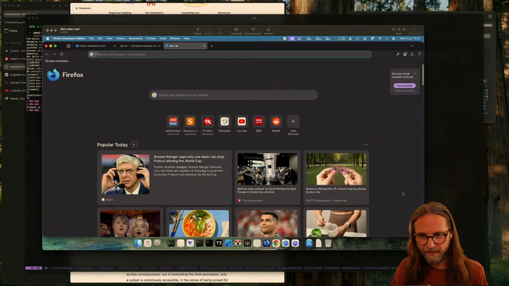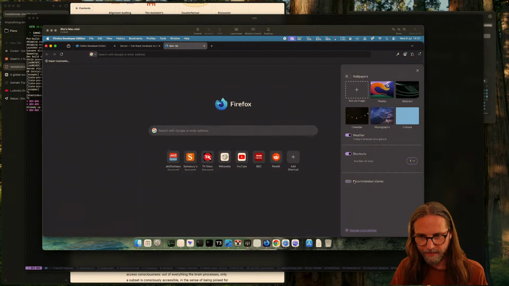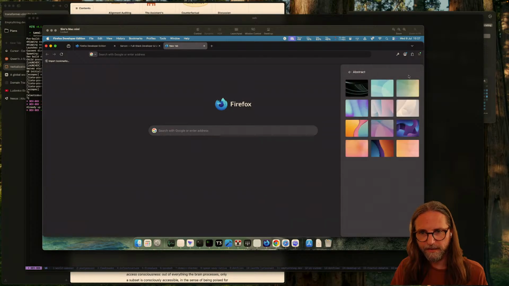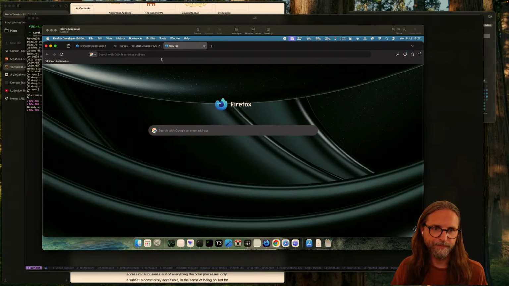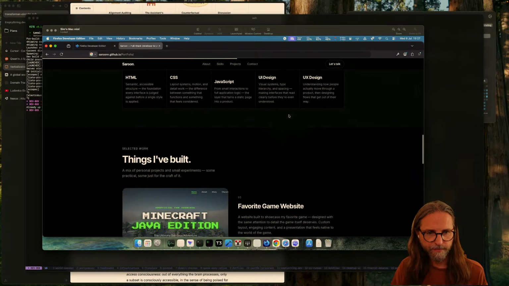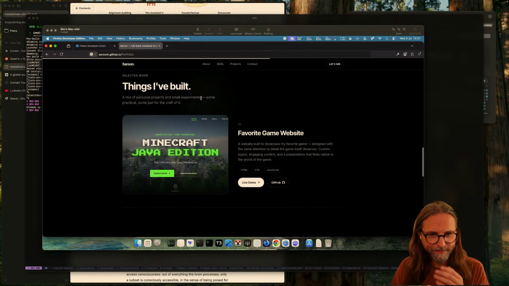God, I hate this. Make it go away. Don't recommend me anything, please. But give me that dark wallpaper. There we go. Yeah, more natural language is always a good idea. Hey, we're all using AI now.